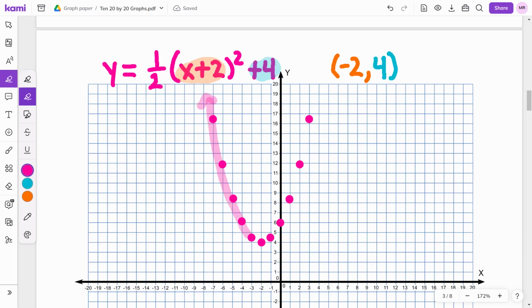Hopefully that helps you out with graphing parabolas without having to make a table. As long as you understand where the vertex is and how to compute 1 squared and 2 squared and 3 squared. I'm going to make some more videos on the other graphs that we have been learning.